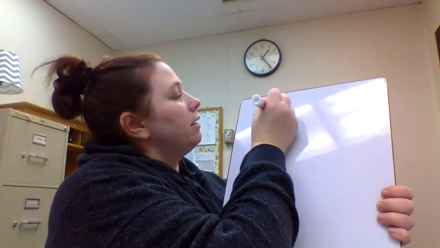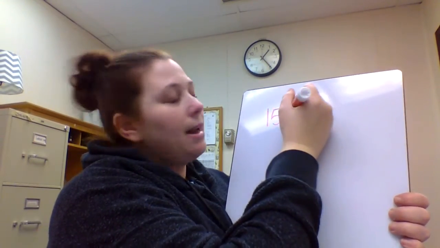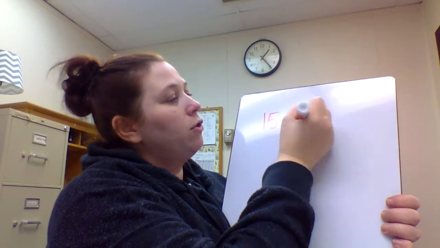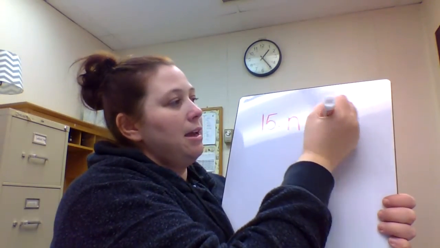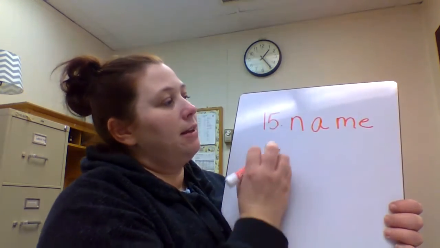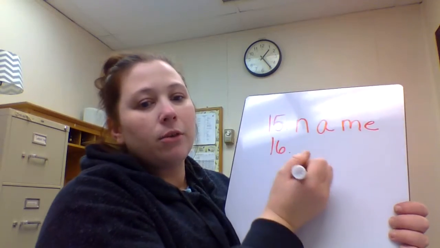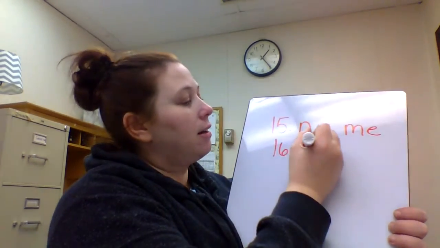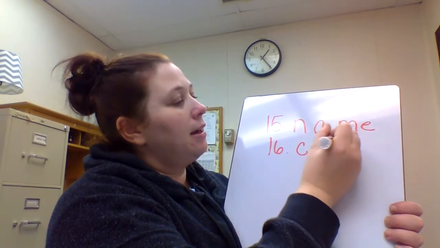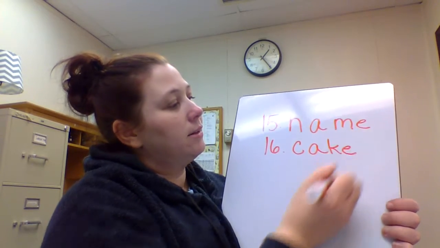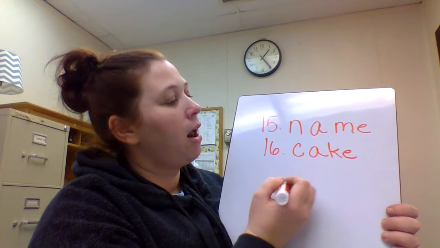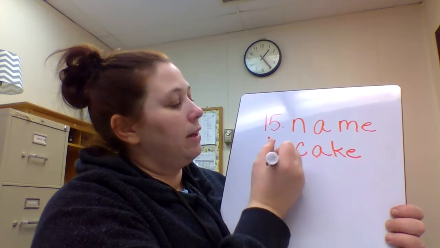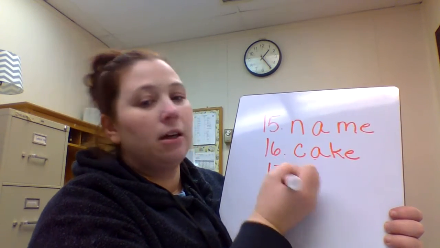Number 15. Name. Let's spell name, knowing our new sounds we just learned. A. So A is saying its name. So we know an E is at the end. Name. Number 16. Cake. K. A. K. Cake. Again, if you weren't sure if that was a C or a K at the beginning, you could follow the rule of it's an A, so we know that we have a C.